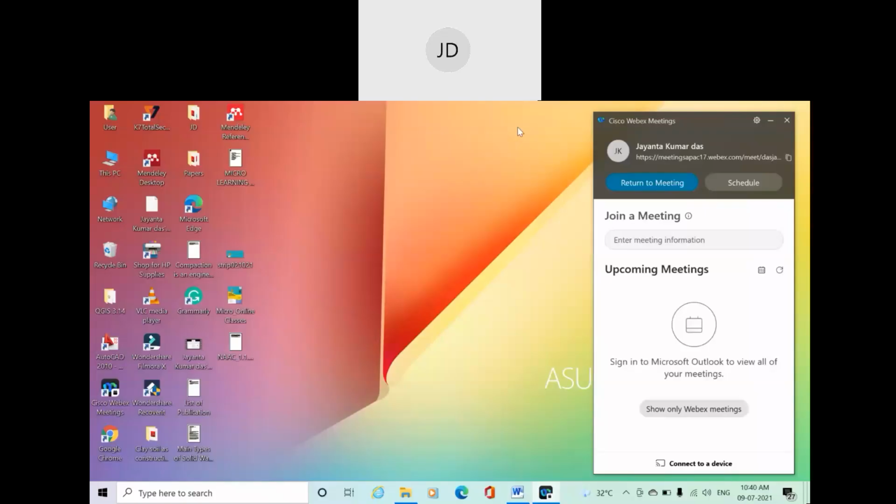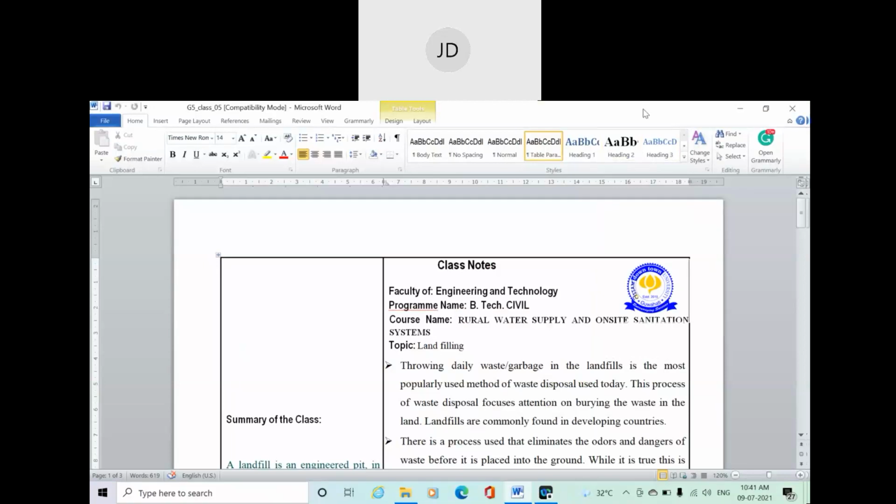Okay, so let me share my screen. My screen is visible to you. Is it visible or not? I guess it's visible. Yes, sir. Okay, so I think we are discussing landfill, so yeah, let's draw again.